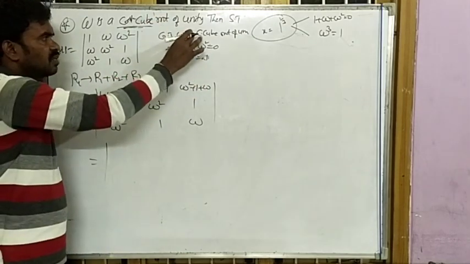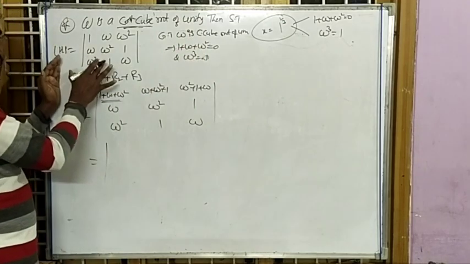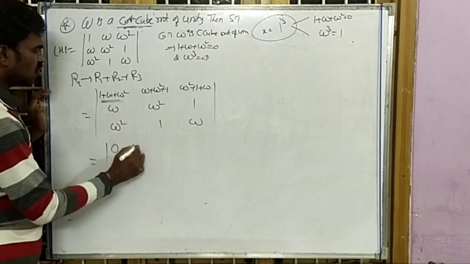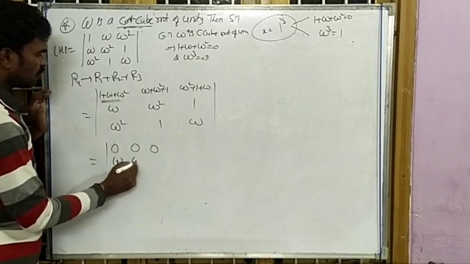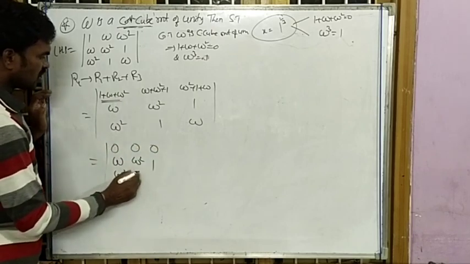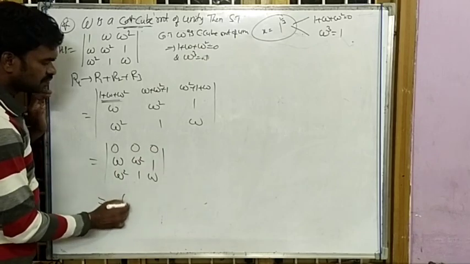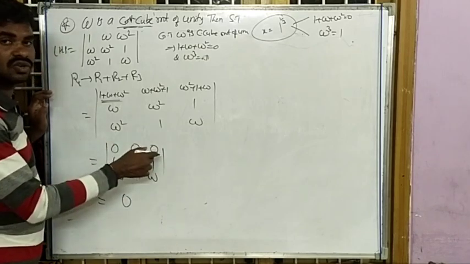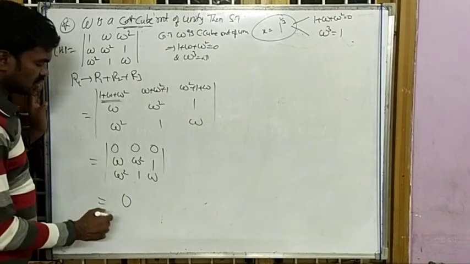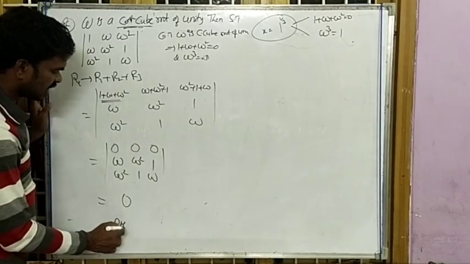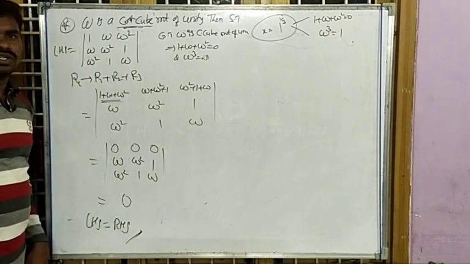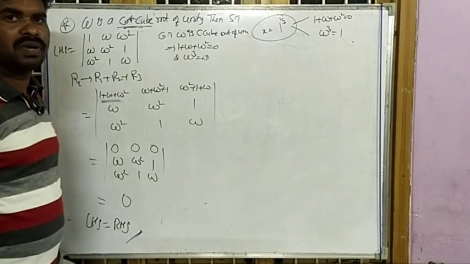First write this statement, then take the LHS, then do this one, then write. Okay, so here we can write 0, 0, 0, then the remaining 1, omega square, 1, omega square, 1, omega. What about this answer? 0, because if one row of elements is 0, then the determinant is 0. By this property it is equal to the RHS, hence proved. That's it. Okay.